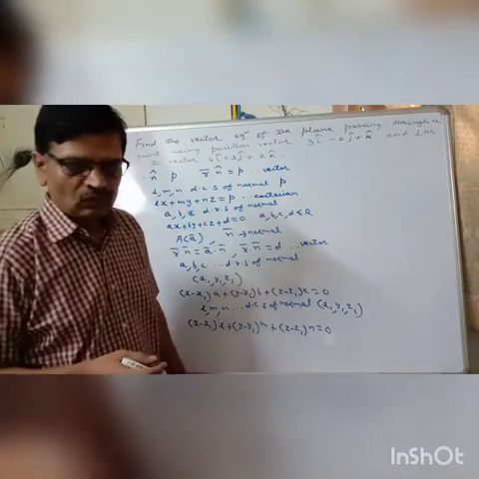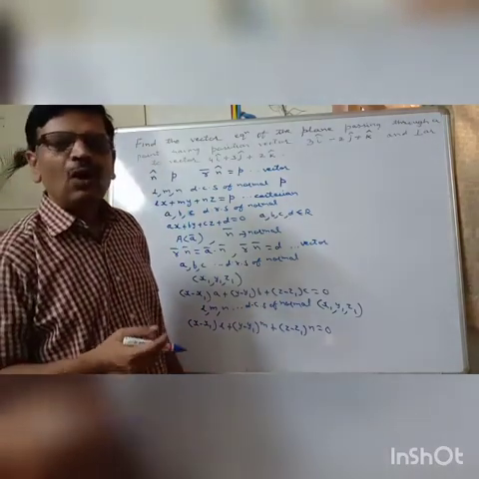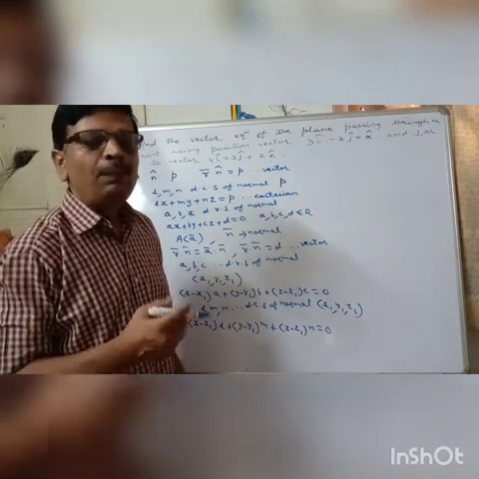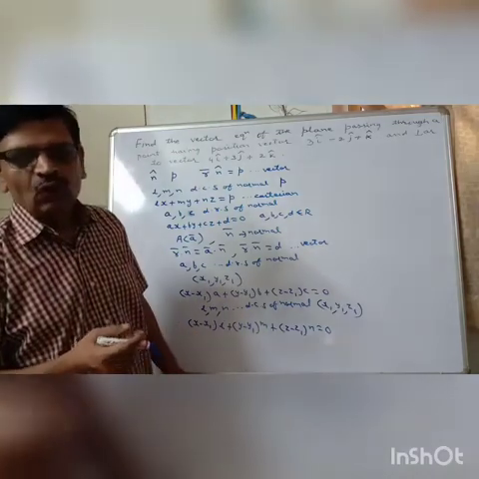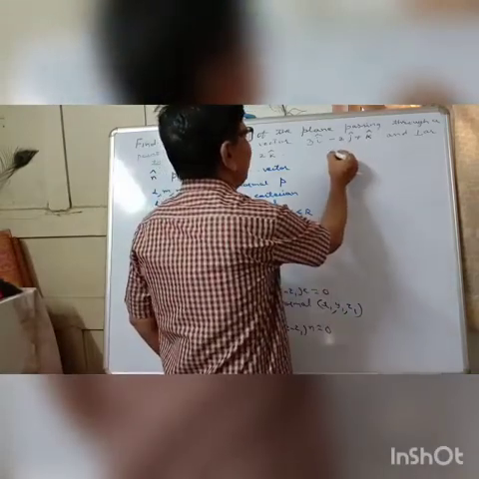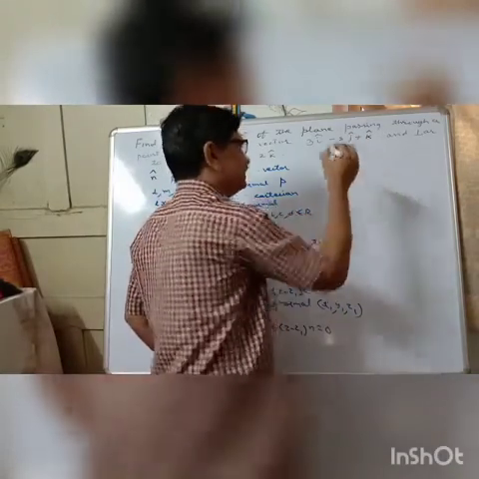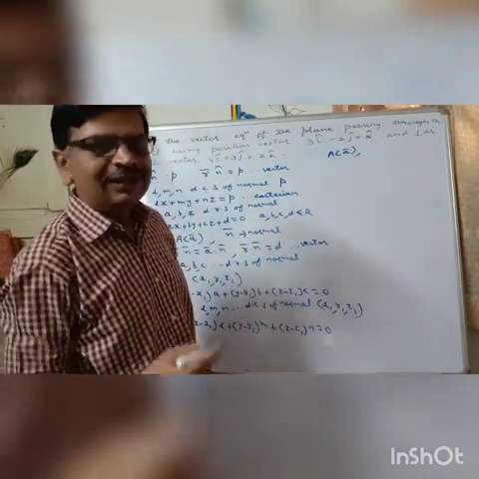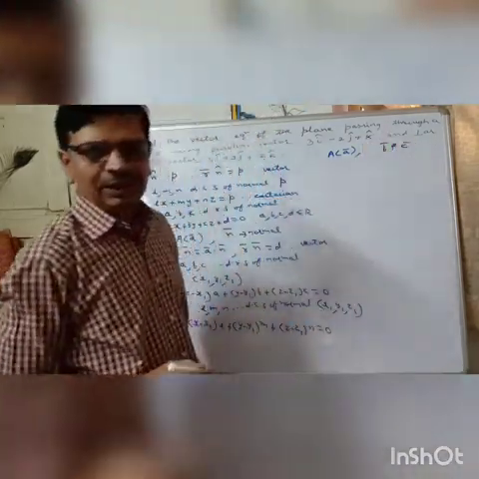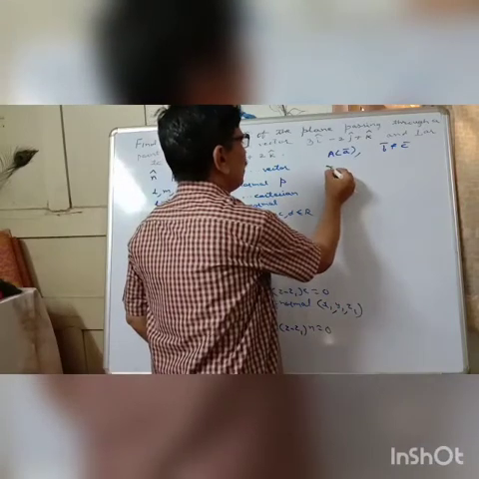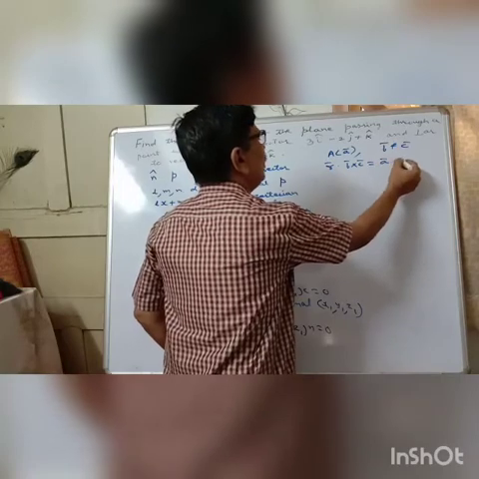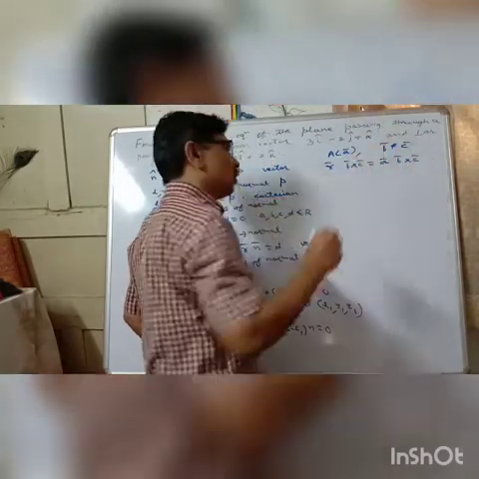If we know position vector of any one point in the plane and two vectors parallel to the plane, then also we can write the equation of plane. Suppose A is point in the plane whose position vector is a bar. Vectors parallel to the plane b bar and c bar. Then equation of plane in vector form: r bar dot b bar cross c bar equal to a bar dot b bar cross c bar.